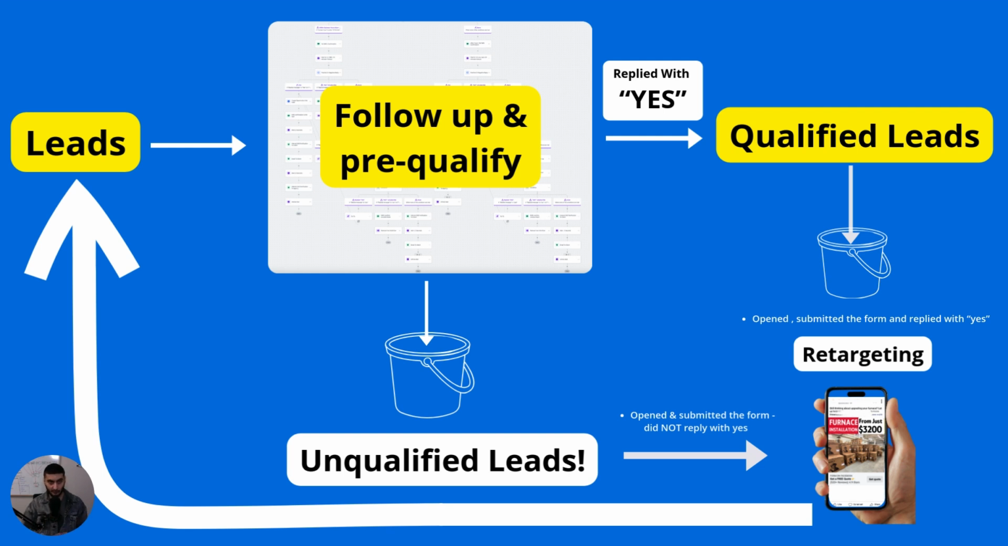And here's just an overview of how the system works. So we generate the leads on Facebook, ask them 6 to 8 qualification questions. Then they go through our backend automation, which is going to instantly follow up and pre-qualify the leads. We have 2 buckets here. If they reply with a yes, they go into that qualified leads bucket. If they don't reply, then they go into the unqualified leads bucket. And then I'm going to go over why it's important to use retargeting to get more leads and stay top of mind in the next slide.